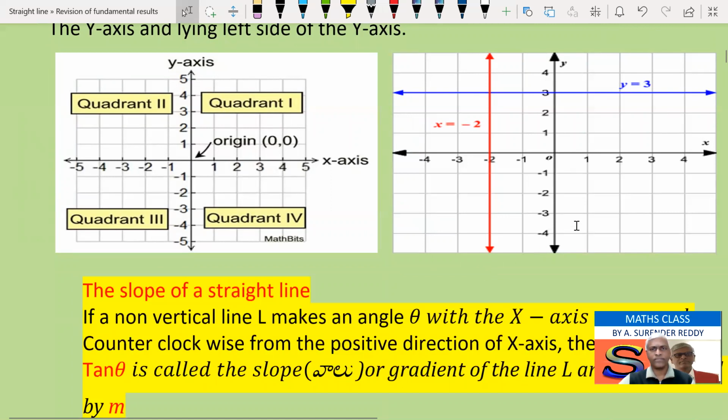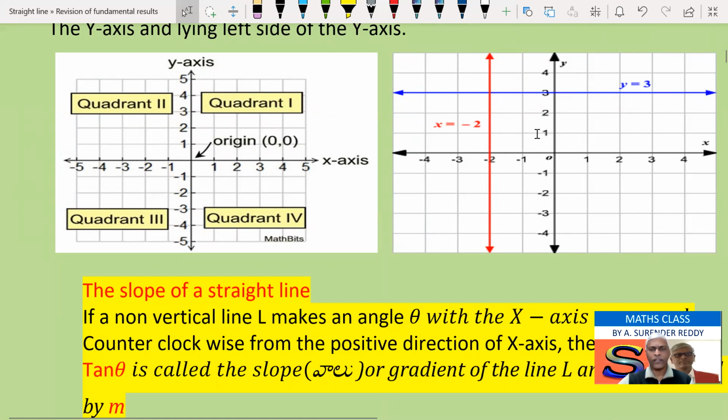Look at this one. X and y axis. The red line, x is equal to minus 2, is represented by this red line. So that is, it is at the distance 2 units from y axis.